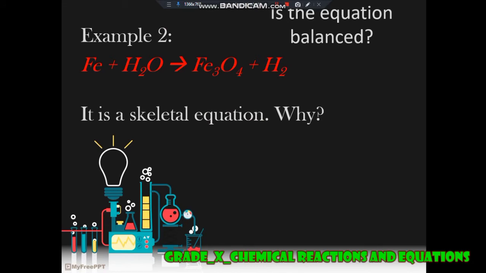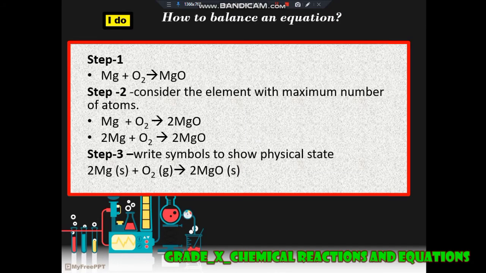Is this given equation balanced? Count the number of atoms on both sides. It is a skeletal chemical equation. Why? How to balance an equation?